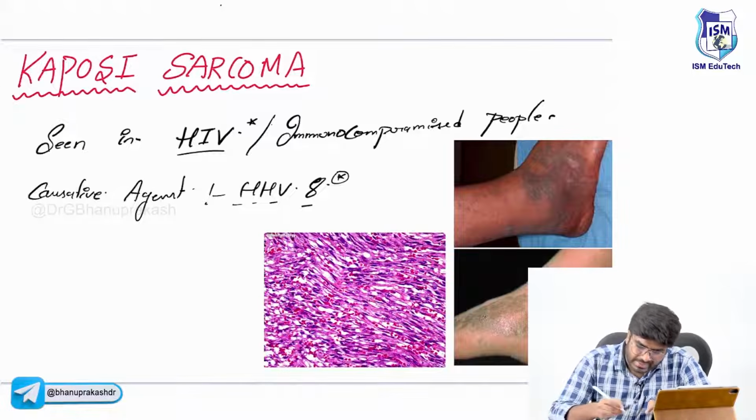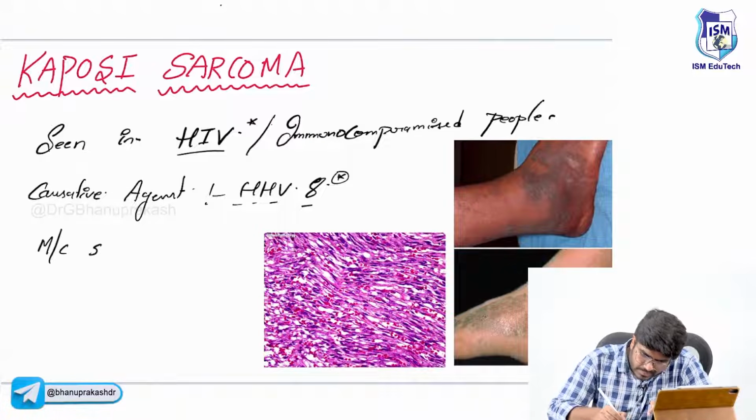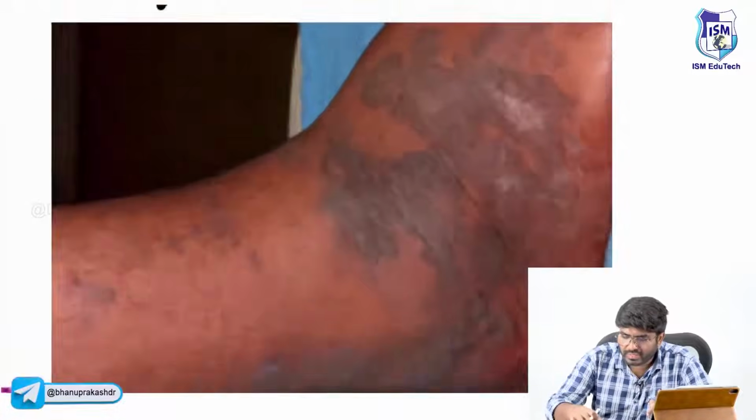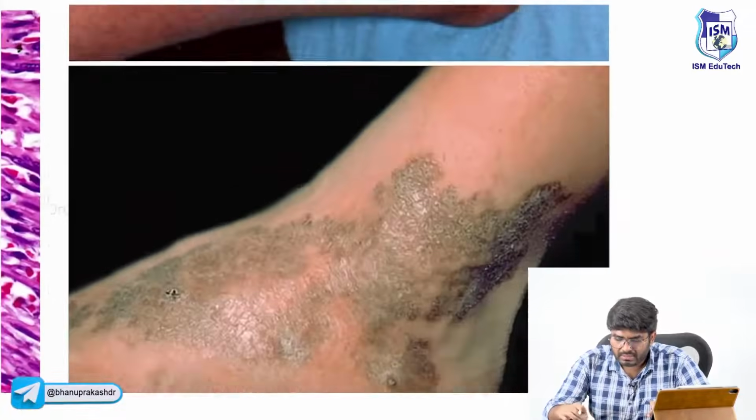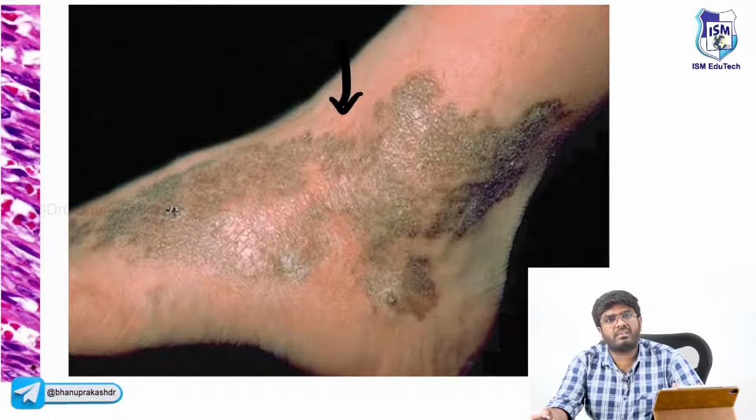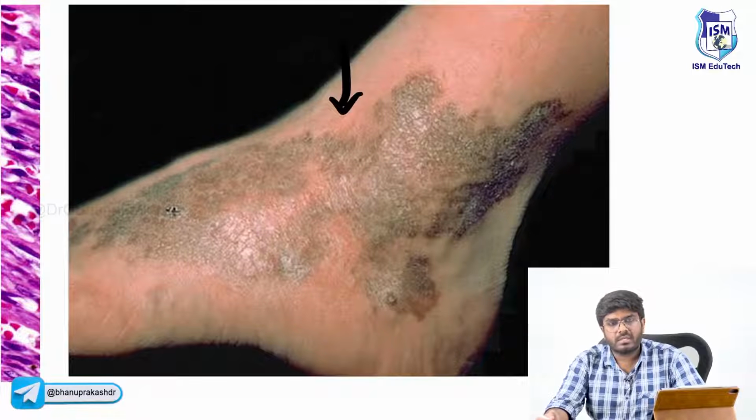Now, questions which were asked in the exam. What is the most common site? The most common site is lower limbs. You can very clearly see these are image based questions. This is a classical image. Every time they will give you this in your exam. This is the same image that will come in your exam. Kaposi's sarcoma, lower limbs are affected. Immunocompromised states, HIV patients. The causative agent is human herpes virus 8.